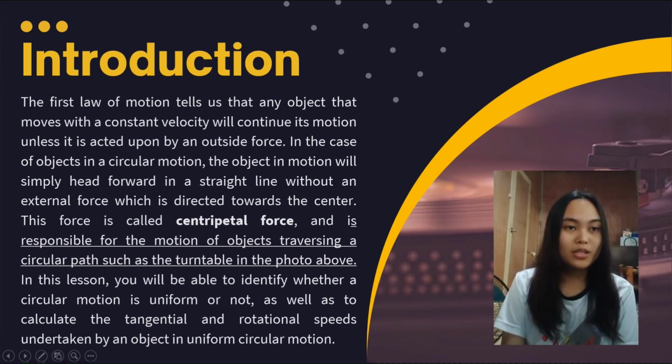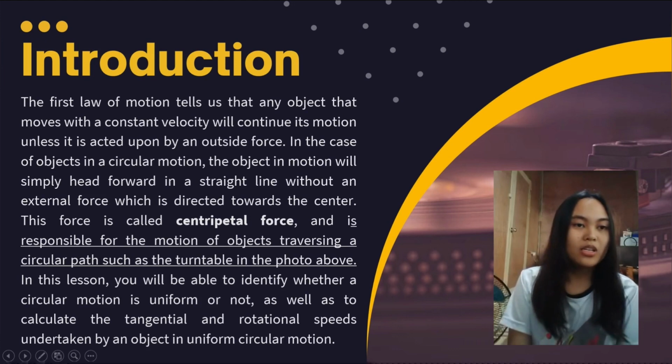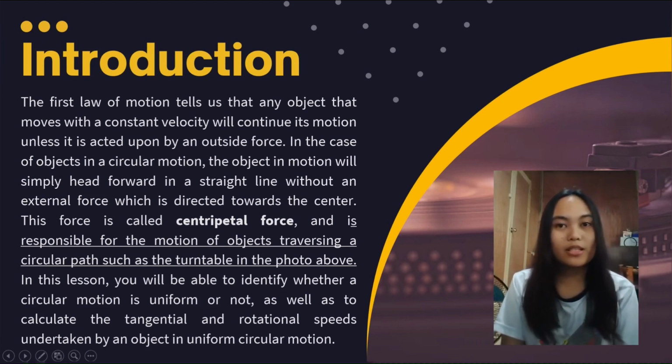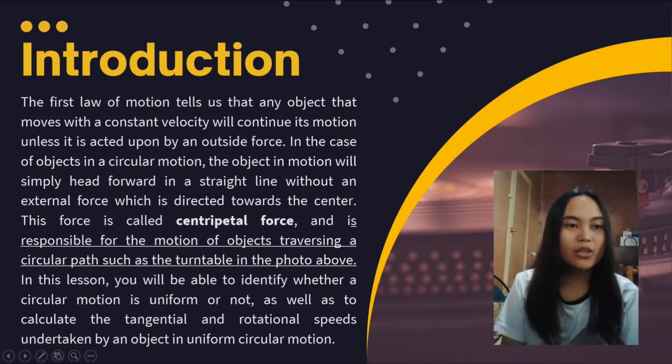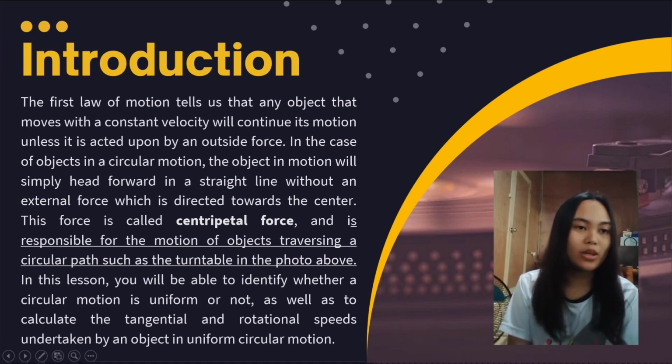This force is called the centripetal force and is responsible for the motion of objects traversing a circular path, such as the turntable in the photo above. So, traversing means to travel across or move something back and forth. In this lesson, you will be able to identify whether a circular motion is uniform or not, as well as to calculate the tangential and rotational speeds of an object in uniform circular motion.